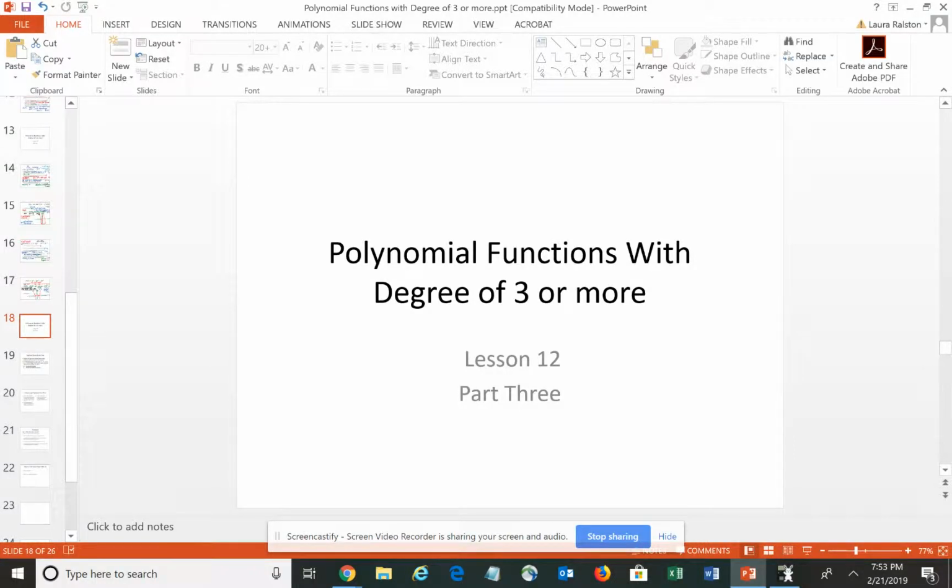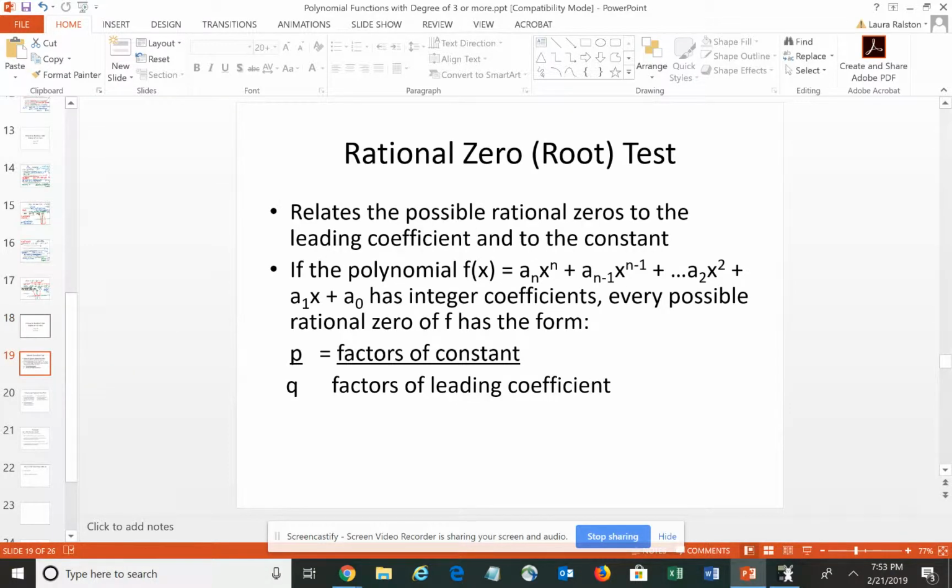Again, this is a continuation of our discussion of polynomial functions with a degree of 3 or more. I want to talk about what to do if the polynomial function cannot be factored. Then how in the world are we going to find the zeros or the x-intercepts? If you have a polynomial that has a degree of 3 or more and it's not factorable, then we use something called the rational zero or the rational root test.